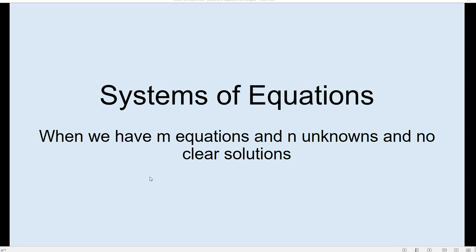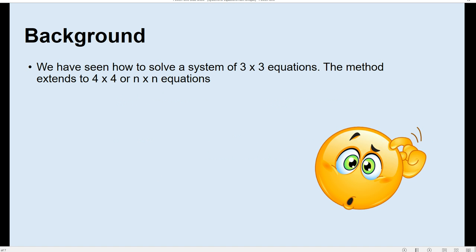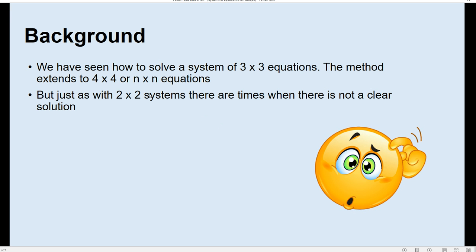Hi, this time we're going to be looking at an extension of the previous video where we don't have clear solutions. We've seen that we can solve systems of 3 by 3 equations using matrices. We can actually extend that method to 4 by 4 or n by n or even m by m, n by m where we have different numbers of equations to unknowns. We can also go backwards to 2 by 2 if we really wanted to.